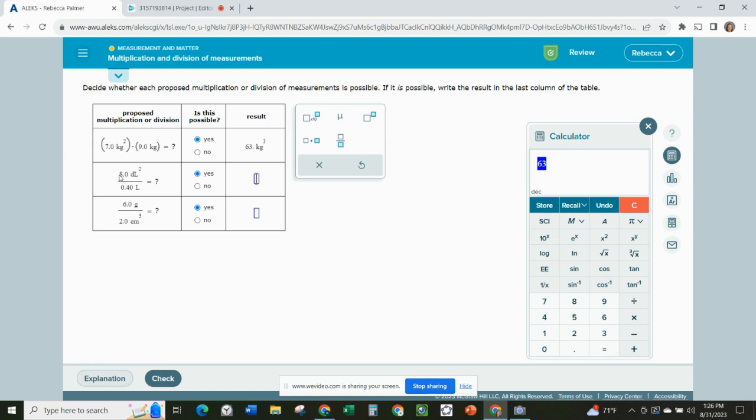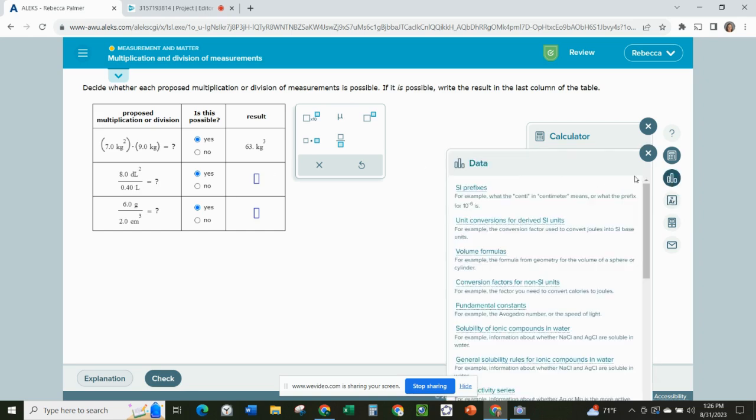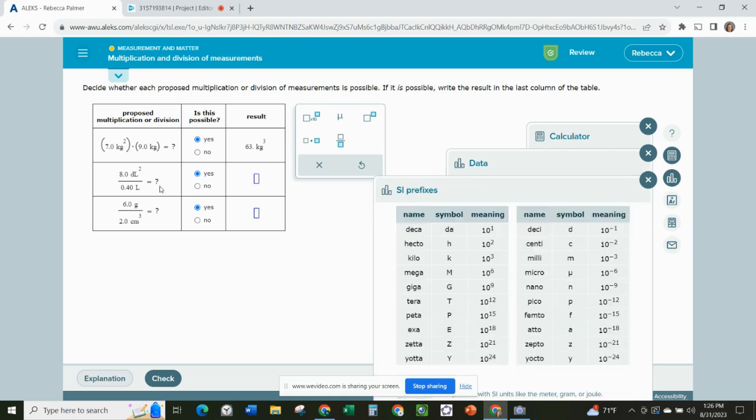This next one says 8 deciliters squared divided by 0.4 liters. These are both volumes. So we need to make sure that it ends up in the same unit. And deciliters is a weird one. We don't really use that one. So what I'm going to do is I'm going to go to my Alex data, look at my SI prefixes, and figure out what deci means. So deci means times 10 to the minus 1.